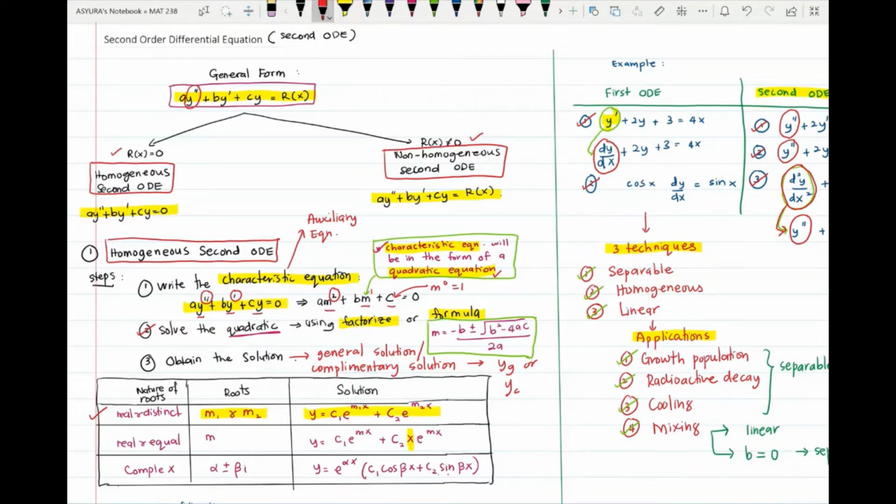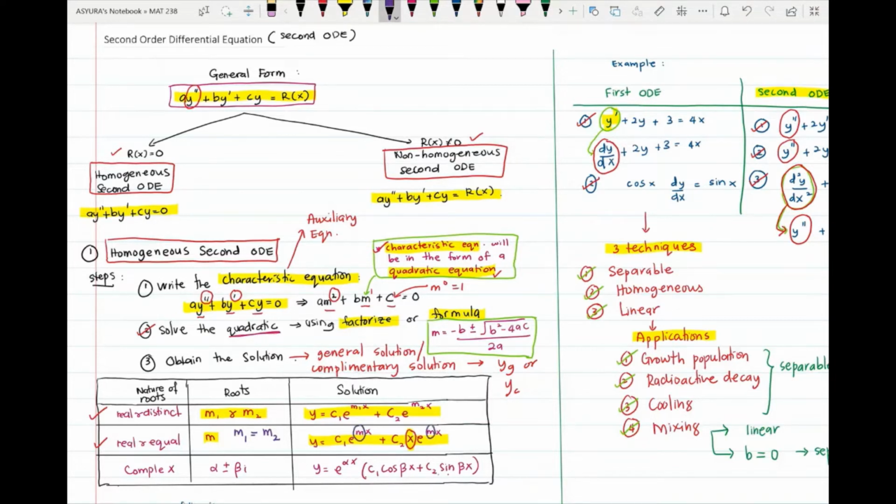If the root is m, which means you have 2 equal roots, m1 equals m2, then your solution will be y equals c1 e power mx plus c2 x e power mx. So the difference from the first one is you have x here, and the power will be just m because m1 equals m2.